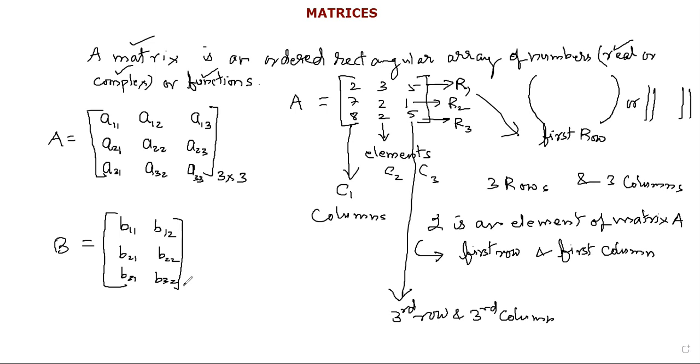3 rows. And how many columns? 2 columns. 3 by 2. We used to write it like this. This is the order of a matrix. So 3 rows, 2 columns.